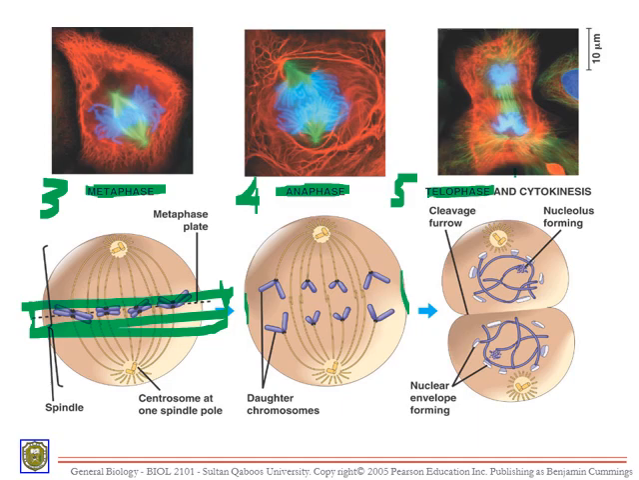If you remember, cyto comes from cell. Kinesis is division, so that's division of the cytoplasm. You can notice here that the cytoplasm is starting to divide.